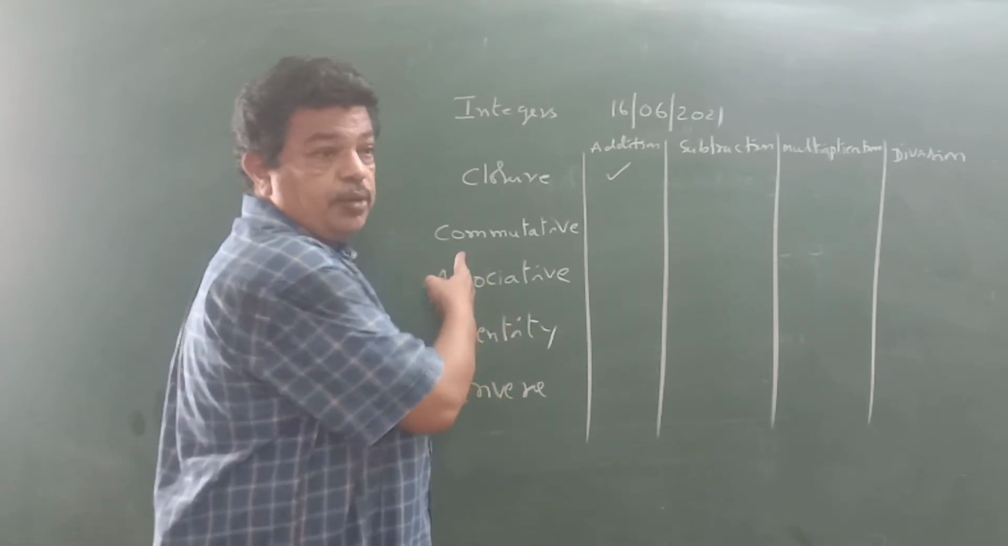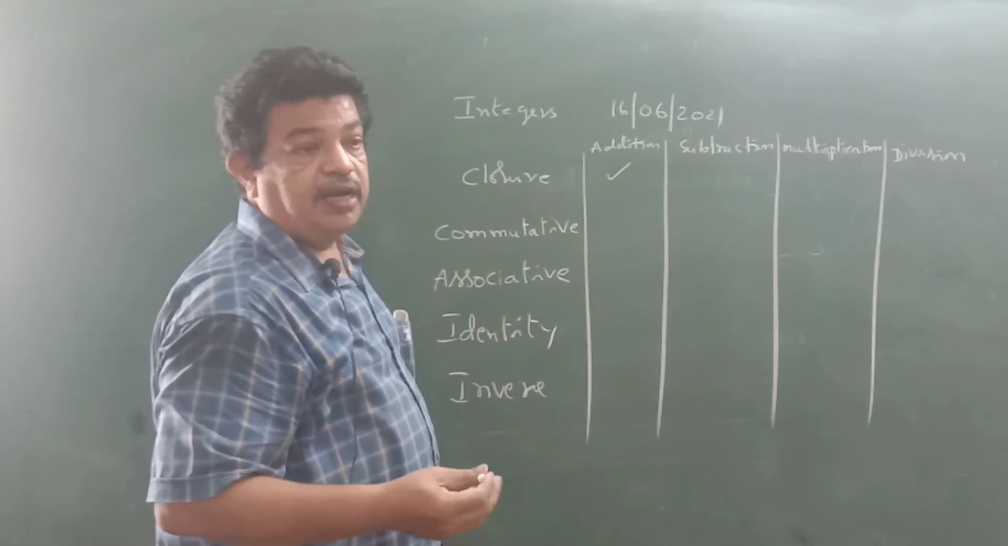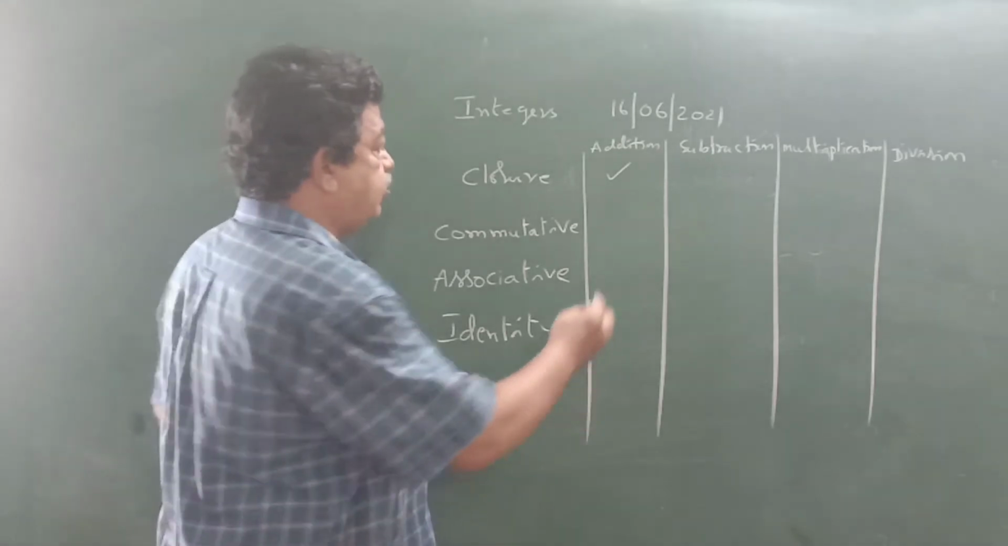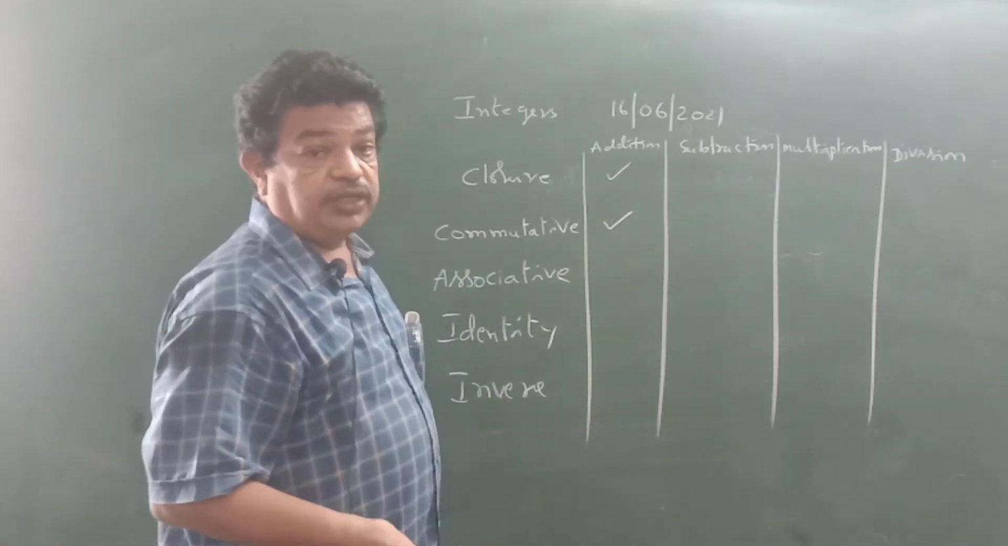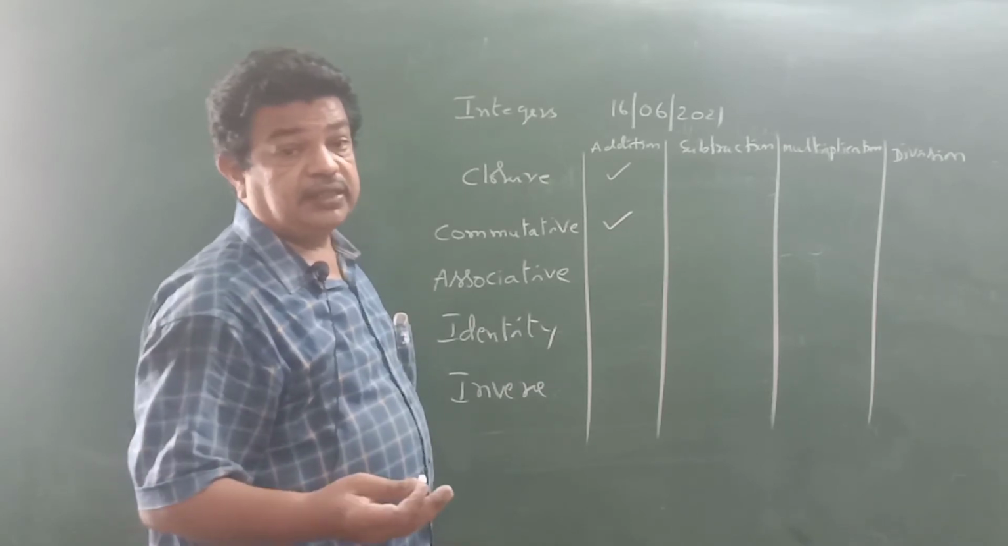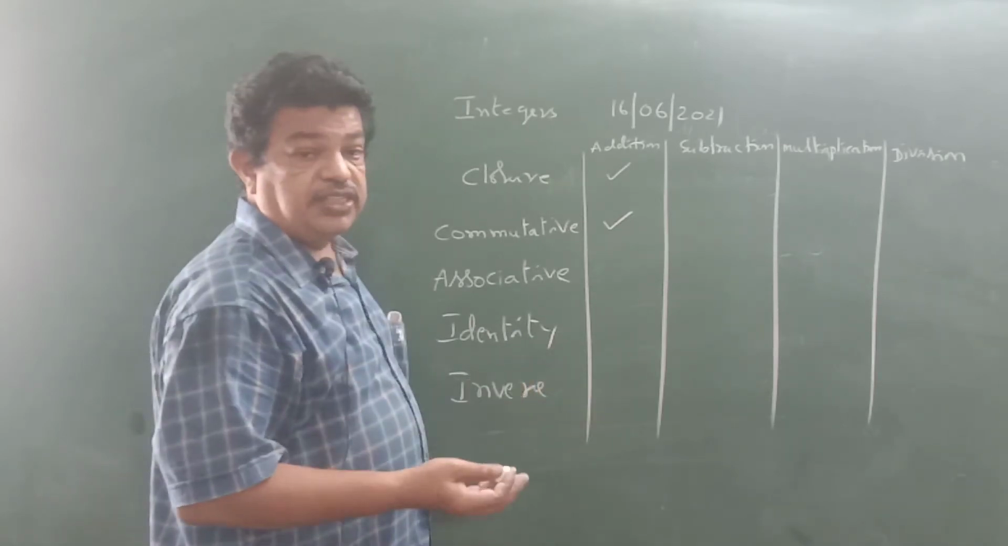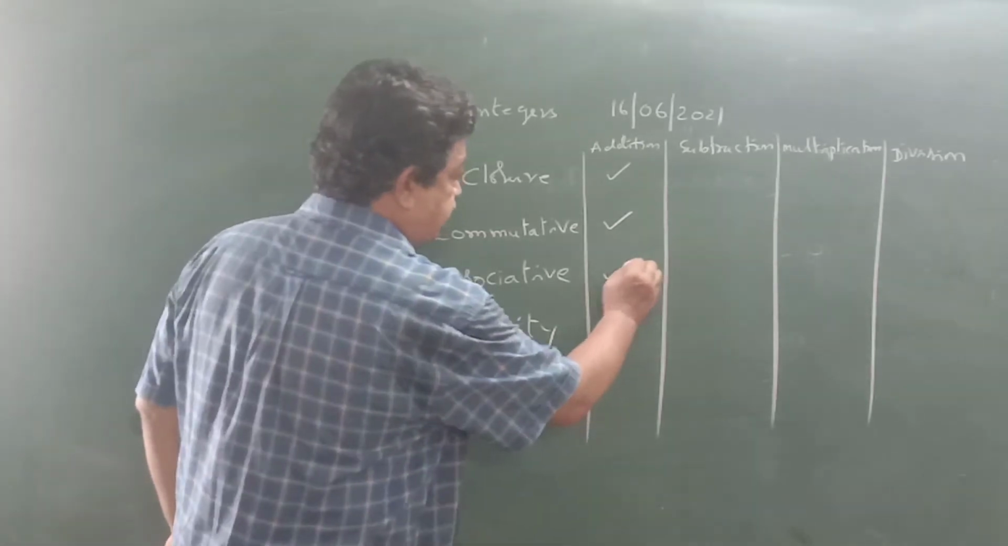Integers have commutative property under addition. If a and b are two integers, their sum a plus b is equal to b plus a. So, we say it is commutative. Integers also have the associative property. If a, b, c are three integers, (a plus b) plus c is equal to a plus (b plus c). This is associative.